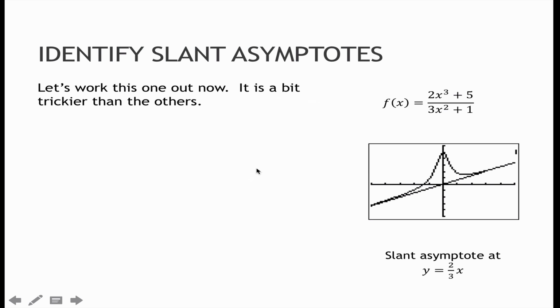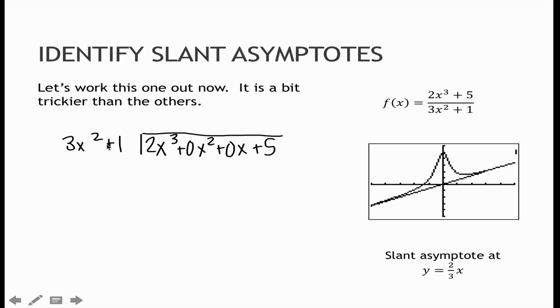Now let's look back at the first one. This one's going to be a little bit ugly because we're going to have to deal with some fractions. So again, let's take a look together. I've got 2x cubed plus 0x squared plus 0x plus 5. And out here I've got 3x squared plus 1.